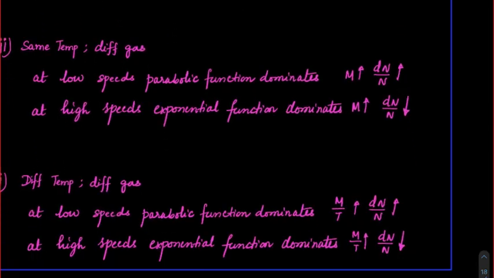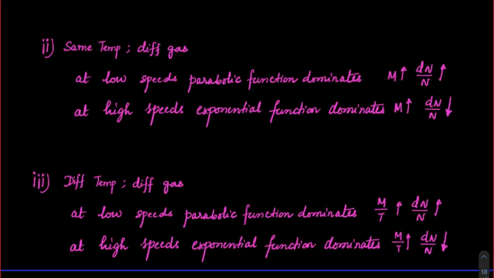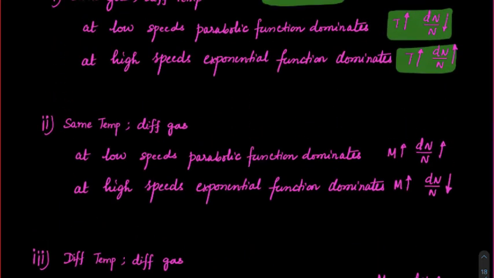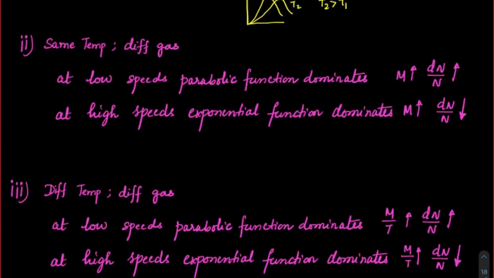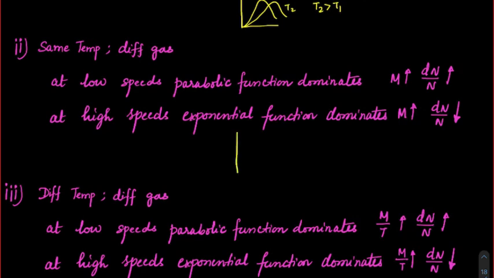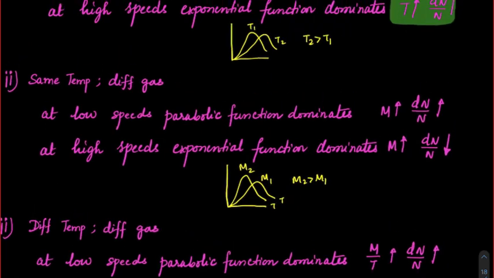Same thing if you check for same temperature, different gas. Initially it will be dominant. In short, let me show the graph of how it looks. In the first case, you will see this way: one is at T1, the other at T2, where T2 is greater than T1. Second case, same temperature, different gas. In this case, you will get values this way. This is at M2, this is at M1, where M2 is greater than M1 at the same temperature. This temperature is the same.